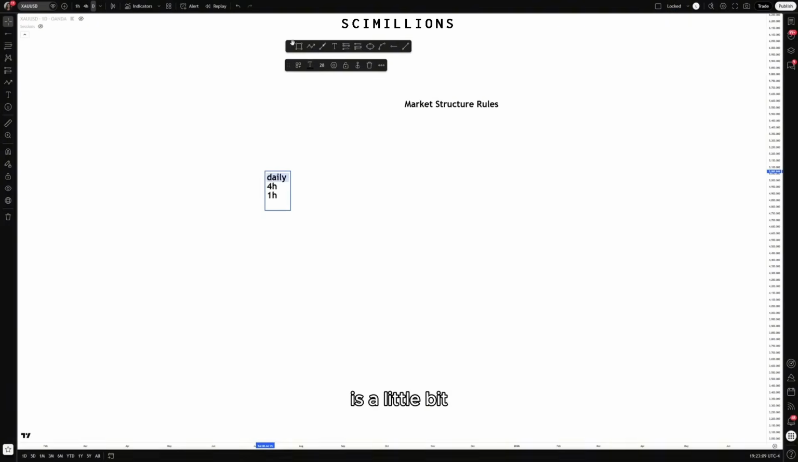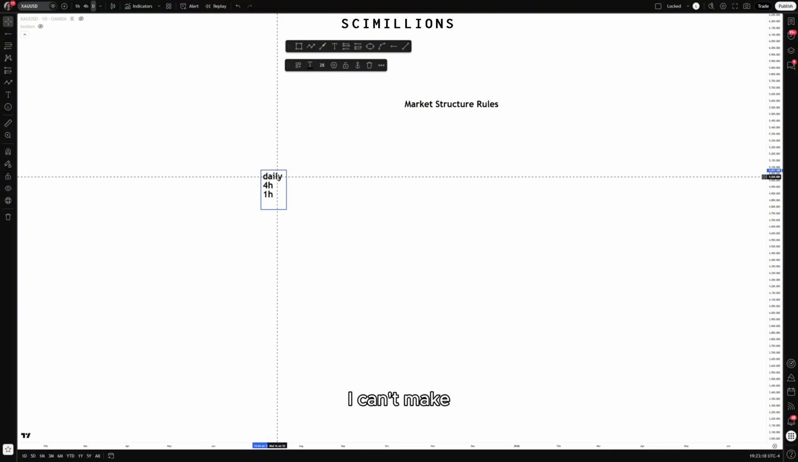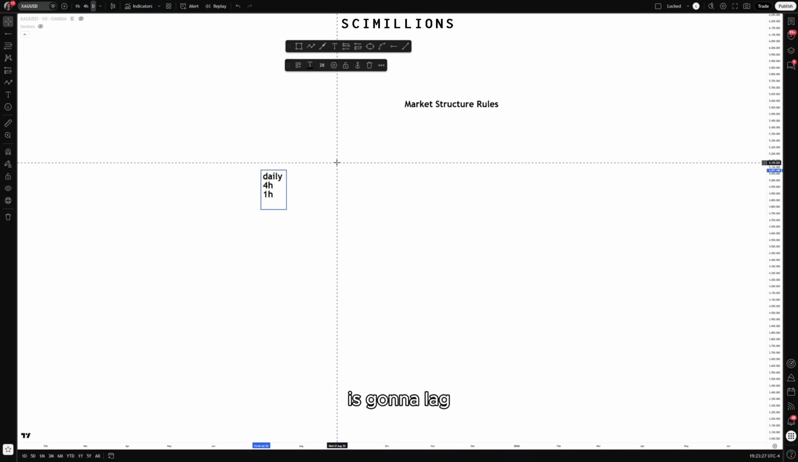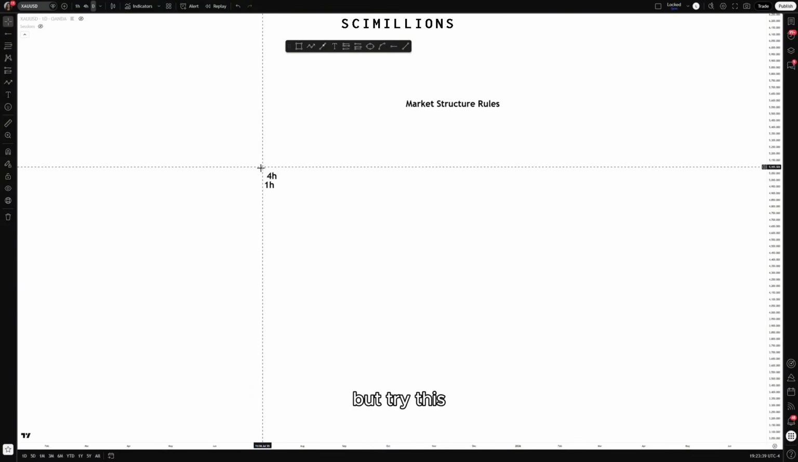Now, this daily one is a little bit trickier, because the daily takes a little bit more time than everything else. If you struggle with the daily being a match, it's because the daily is going to lag way more behind the 4-hour and 1 hour. So instead of using this, you can take this out and only use it on occasions. I'll break it down more later, when to use it and when not to use it. But try this for now, right?